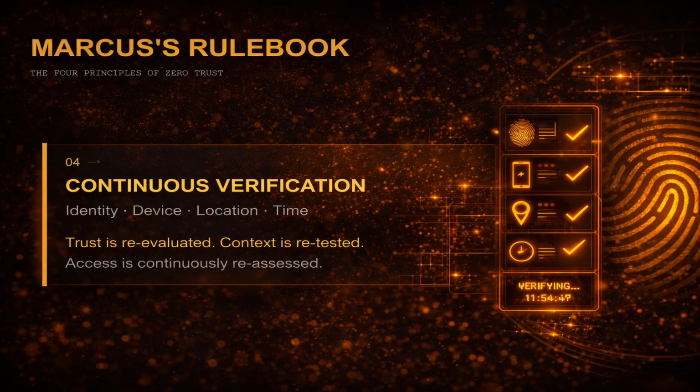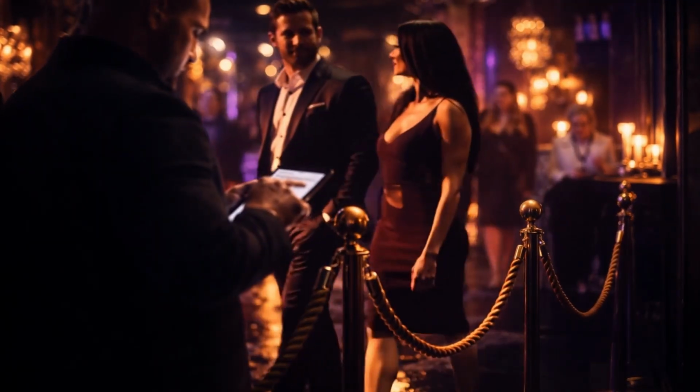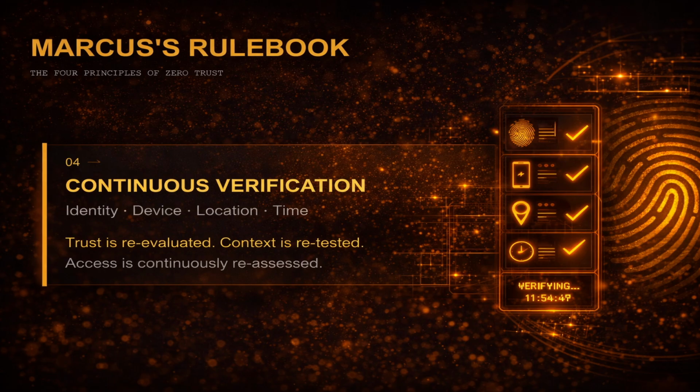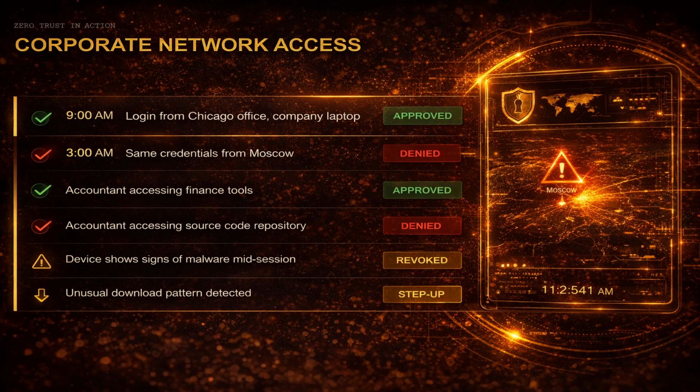The fourth principle is continuous verification. This is Marcus's specialty. You don't get verified once and trusted forever. Your access is continuously evaluated based on changing context. Your device was secured this morning, but now it is showing signs of malware. Access revoked immediately. You were authorized an hour ago, but now you are attempting unusual actions. Additional verification required. Verify explicitly. Least privilege. Assume breach. Continuous verification. That is zero trust.